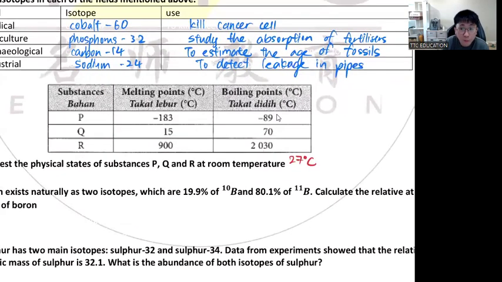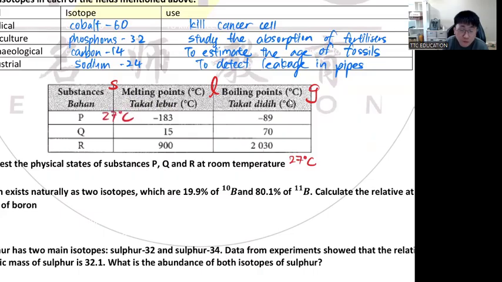They give you melting point and boiling point. The fastest way you can do is to imagine like this. Melting point: before melting point is what state? Before melting point is solid state. After you melt, it is liquid. After boiling, it is gas. Then you take this 27. Let's say I write 27 here. You try to carry this 27.